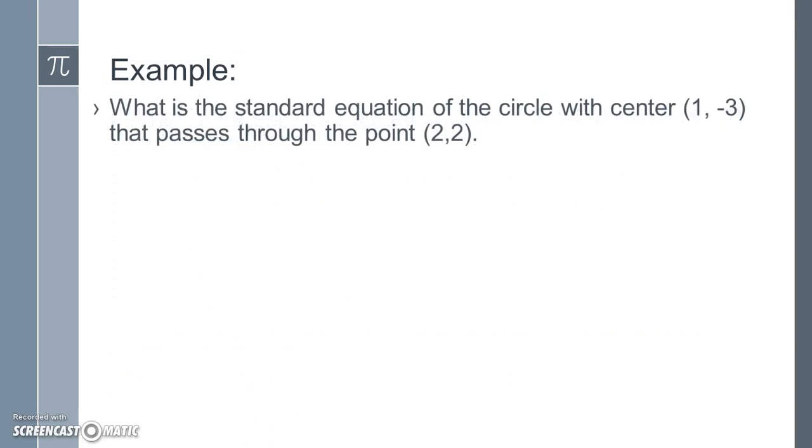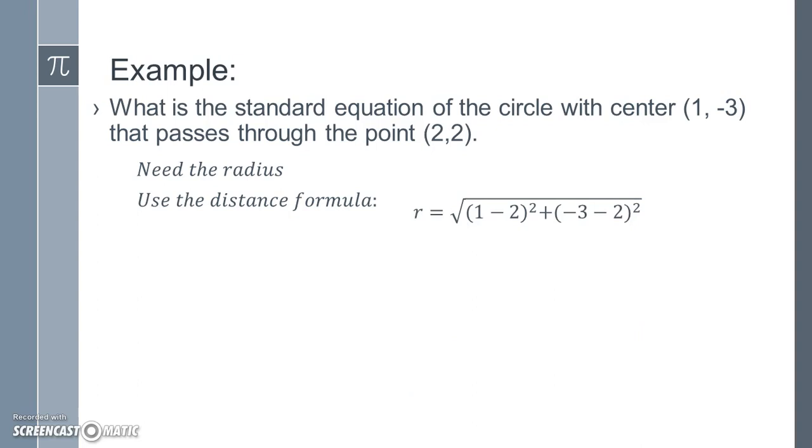So here, what is the standard equation of a circle with center 1, negative 3, and passes through the point 2, 2? So we have to find the radius in this question. And to do that, we find the distance from the center to the point on the circle. So we're going to use the distance formula here. This is 2 minus 1 squared plus 2 plus 3 squared. Or you can go the other way, 1 minus 2 squared plus negative 3 minus 2 squared. Either way, you're going to get the same thing.